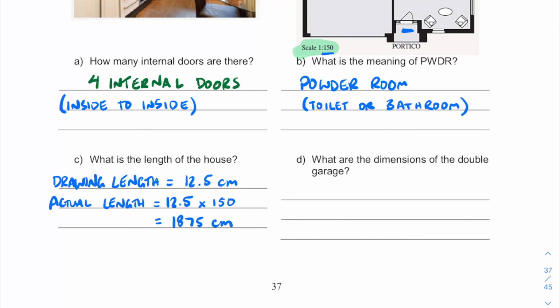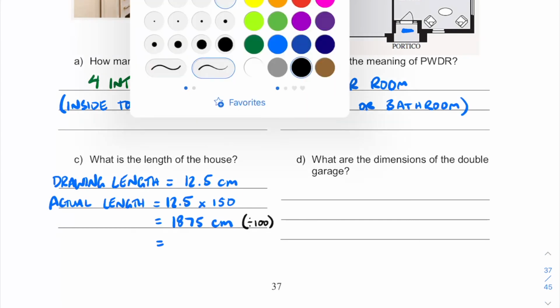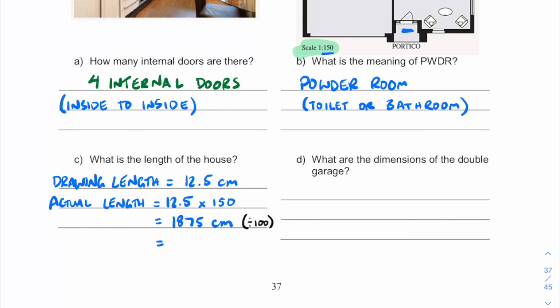1,875 centimeters. Now we don't want centimeters, because saying the length of a house in centimeters, that's just too small a unit, so we're going to change it to meters. So to do that, we're just going to divide by 100. Why 100? Well, there's 100 centimeters in a meter. So now we have 18.75 meters. Okay, so that's looking pretty good now.